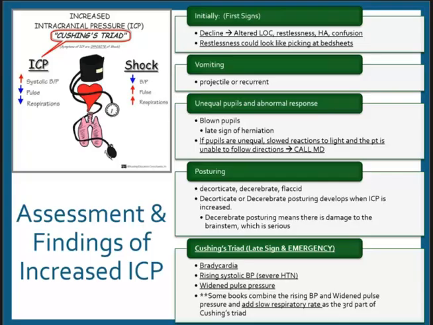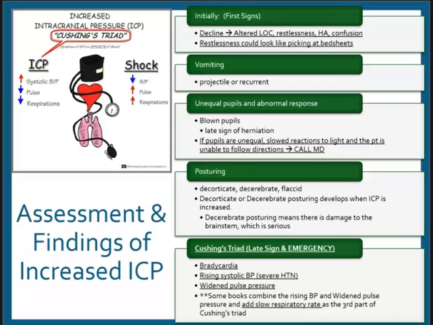Now, after that, they're going to have vomiting. It's like projectile vomiting, projectile and recurrent. After that, you're going to see unequal pupils and an abnormal response. This is where those pupils start to dilate and maybe get fixed. So blown pupils, that is a late sign. If pupils are unequal and have slowed reactions to light, the patient is unable to follow directions. That is a decrease in your Glasgow Coma Scale. You need to call the doctor.